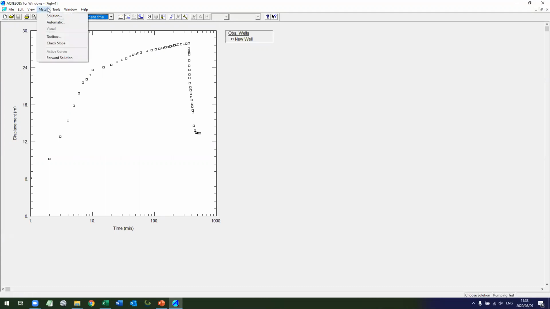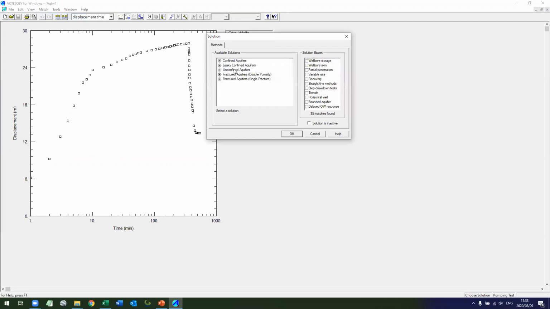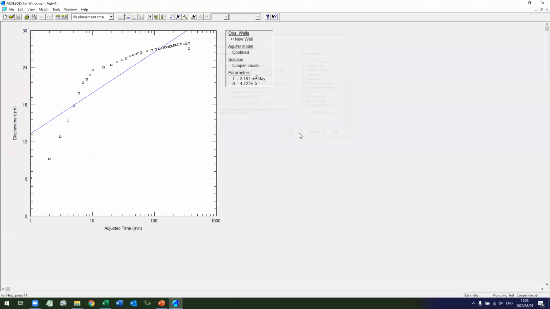So I'm going to choose the solution for a confined aquifer, Cooper-Jacob. And then this is most likely wellbore storage, so I'm going to fit it onto the stable part of the graph, the long part of the graph over here, and get a transmissivity of 7.26 meters squared per day. So that is part A, so 7.26.